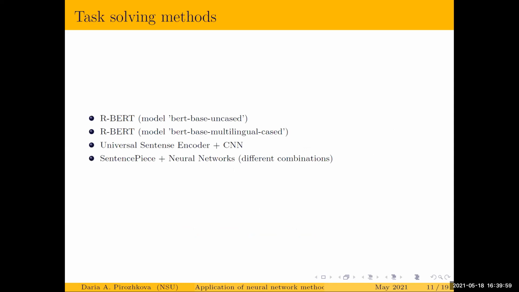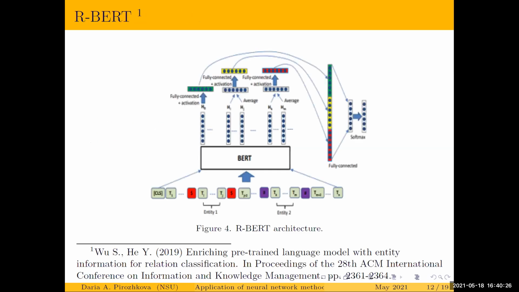What methods were used for solving this task? ALBERT, universal sentence encoder plus CNN, and SentencePiece plus neural networks, in different combinations. And in BERT, two different models were used: BERT base and BERT multilingual. On the slide, you may see the architecture. You may see that we have the special token CLS, and we have special tokens for entities. You may see this in the red and purple squares.